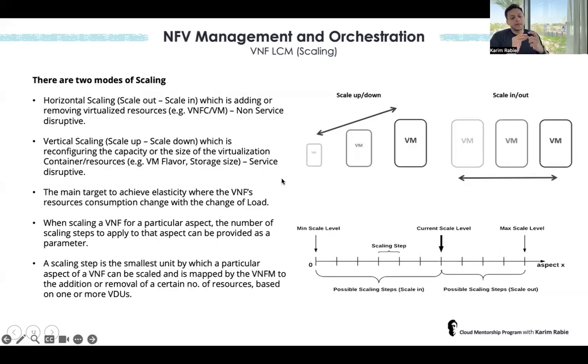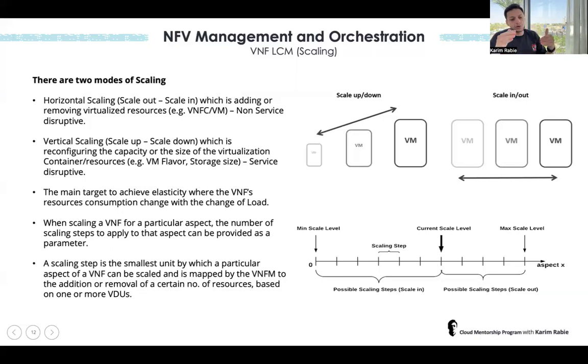Okay, so scaling. What is scaling? Scaling maps 100% to the elasticity of the cloud. If you remember the definition from NIST, if you have a cloud, then you should have elasticity of resources. This means that whenever you have an increase in demand, you do some sort of scaling up or scaling out. If you don't have this kind of demand and you want to release the resources, you can do some sort of scale in or scale down.